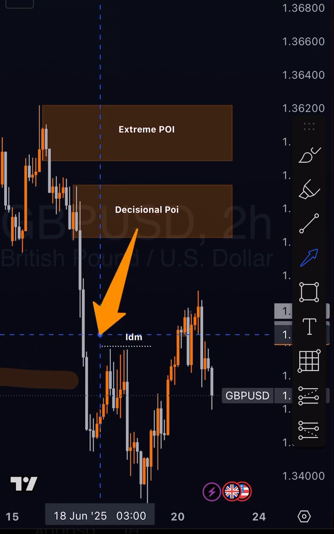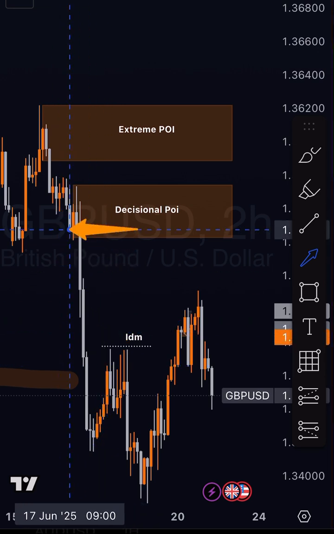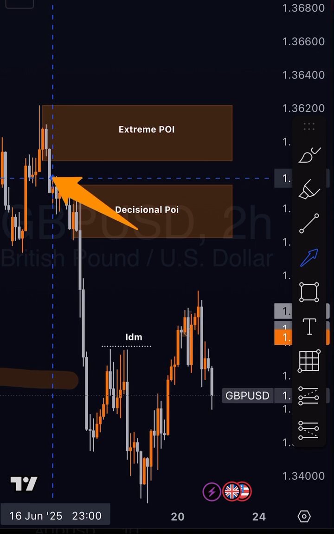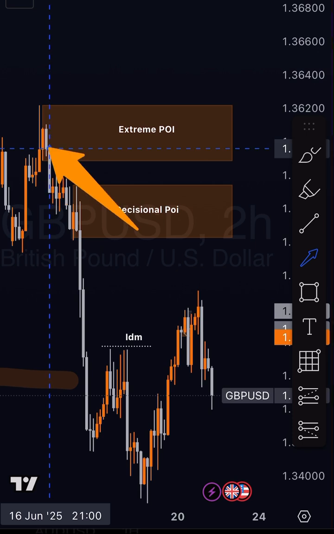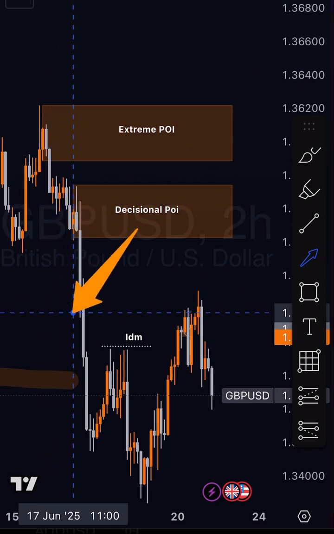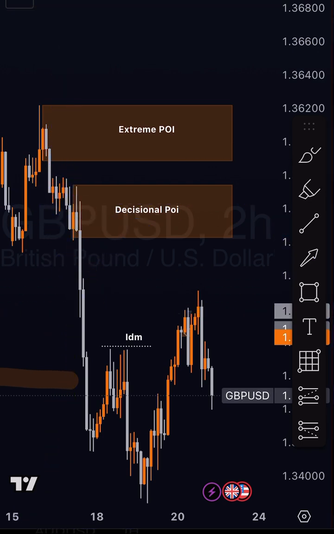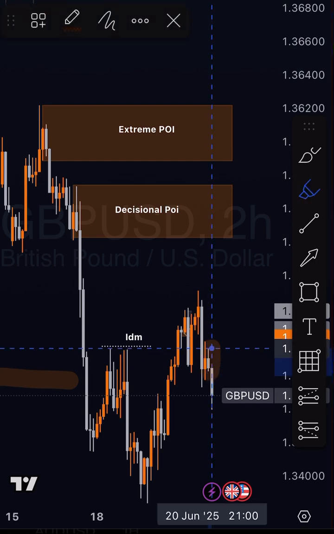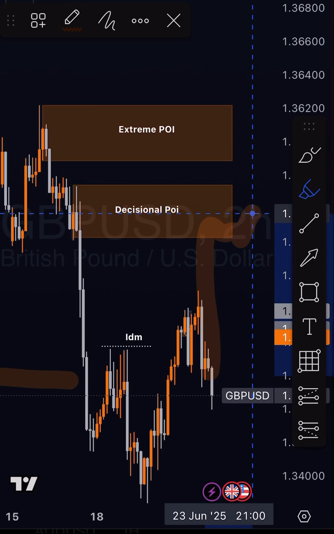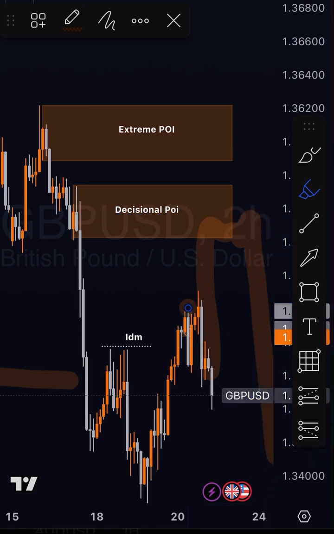Now after you do that, what do you do? You check if there is any unmitigated order block. In this case, this unmitigated order block is the decisional, and we have the extreme unmitigated order block. Now we're trading GBP USD, and we're on the weekend right now. So we're hoping that price, looking at this analysis, this is actually the right setup. So when price goes here, gives you the entry, you can sell, right?